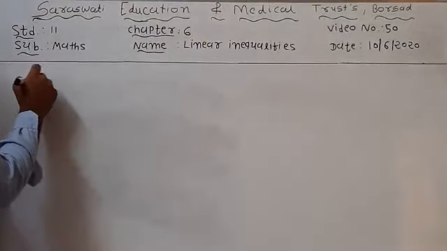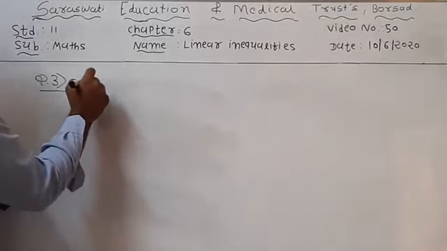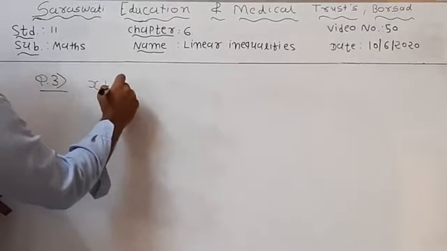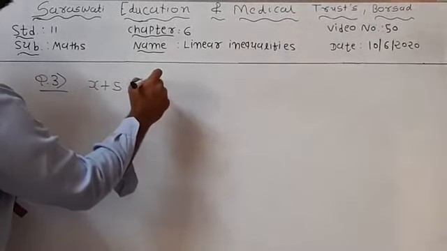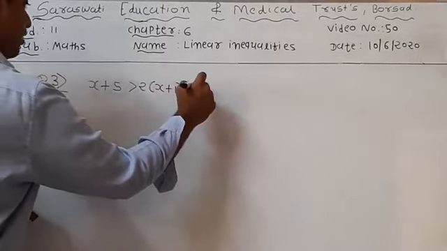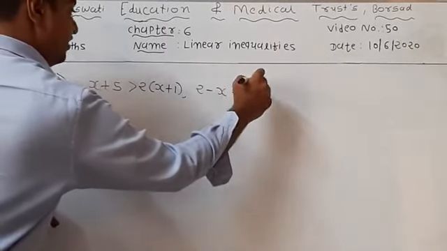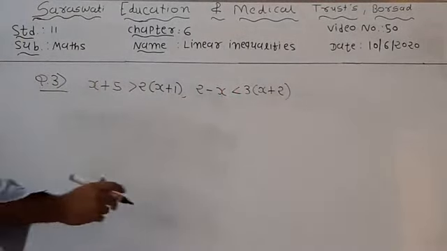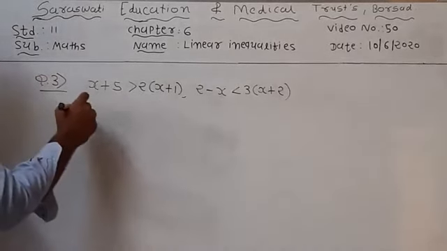Question number 3. Solve the following inequalities: x plus 5 greater than 2 into bracket x plus 1, comma, 2 minus x less than 3 into bracket x plus 2. So here two inequalities are present. Now solve both of these.